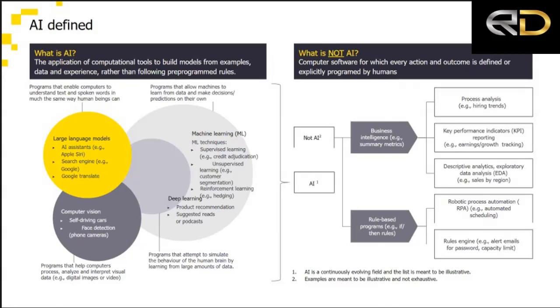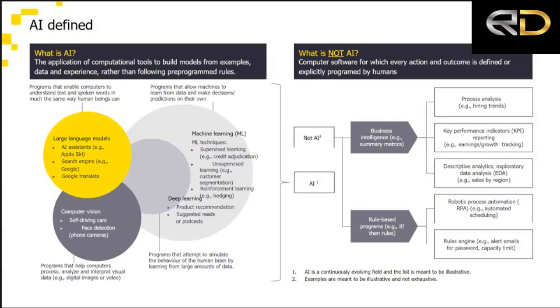Now, before we proceed, of course, not all software is AI. What is AI? This is basically the models we build from examples and data. What is not AI? This is computer software for which every action outcome is defined or explicitly programmed by human beings. Things like Microsoft Excel, things like a calculator, key performance reporting indicators, process analysis, all those things, rule-based programs. That is not AI as it stands at this point.